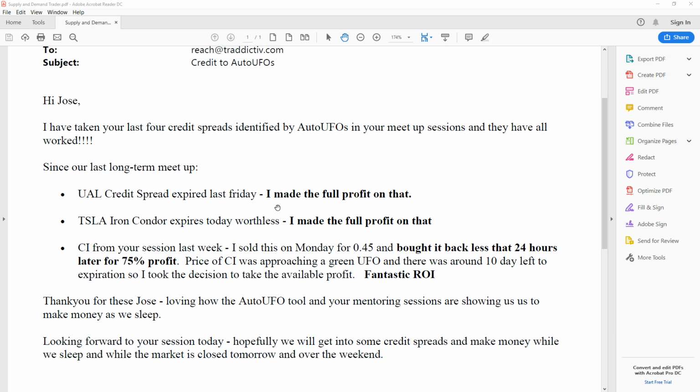And I remember you talked about that before. The Tesla Iron Condor expired today, worthless, so full profit on that. And also the CI from the session last week, you sold it this Monday for 45 cents, and you bought it back less than 24 hours later for a 75% profit. That one, you did apply a little bit more advanced trade management, isn't it?